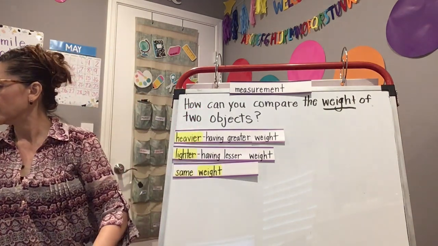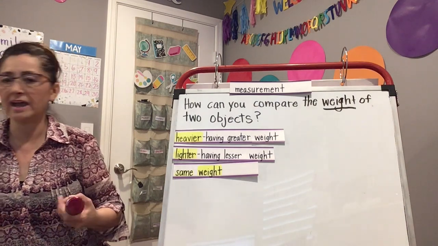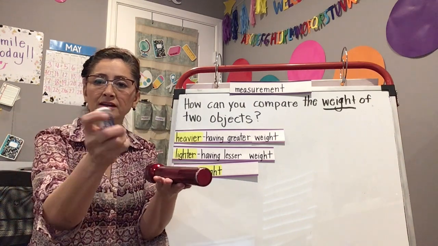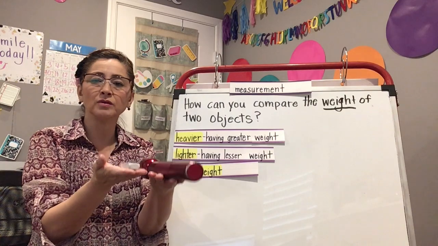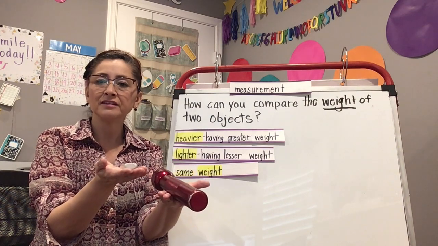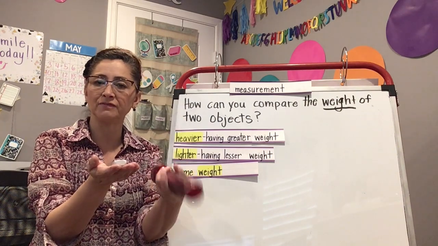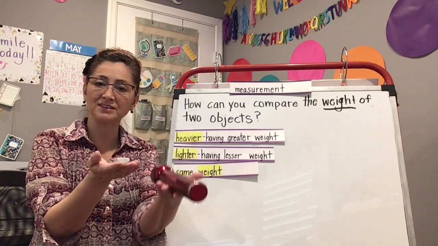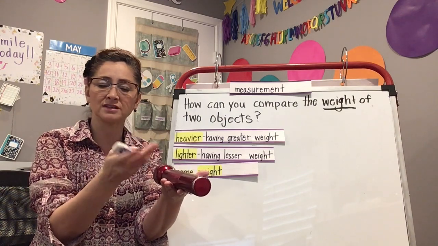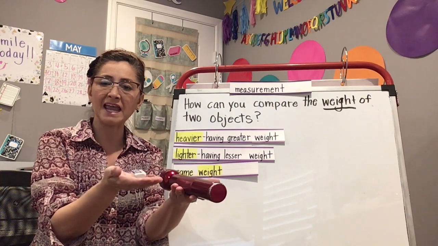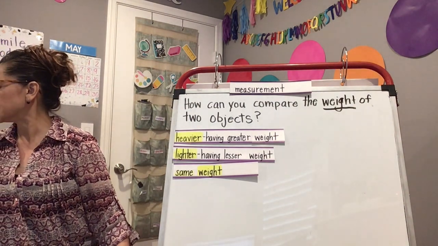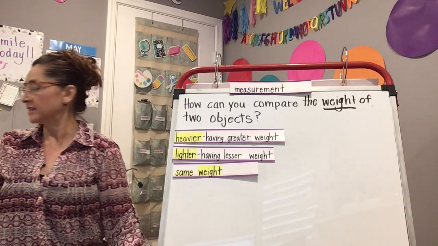Okay, let's take a look at a few more objects. Oh, I have this flashlight, and I have an eraser. You see my eraser? So boys and girls, which object do you think is heavier? That's right, the flashlight. How do you know that the flashlight is heavier? That's right, because you could see my hand here is lower than this one, because the eraser is lighter, but the flashlight is heavier. Good.